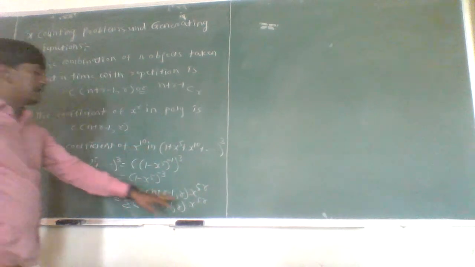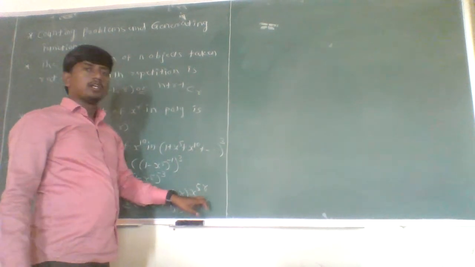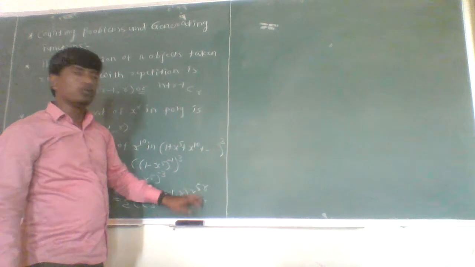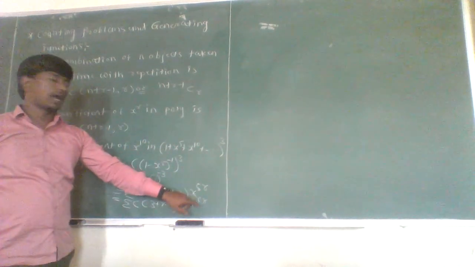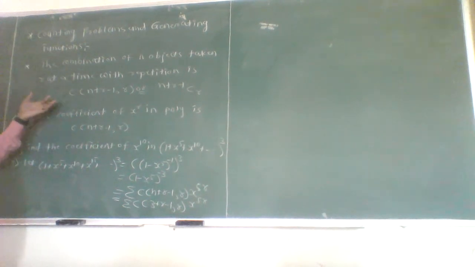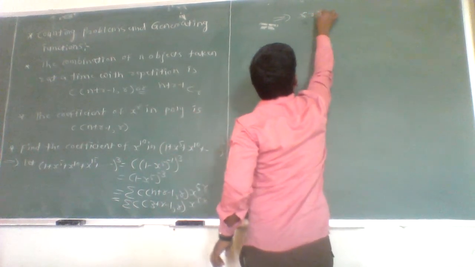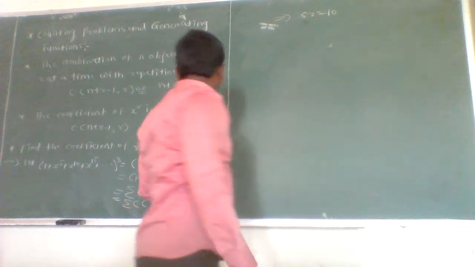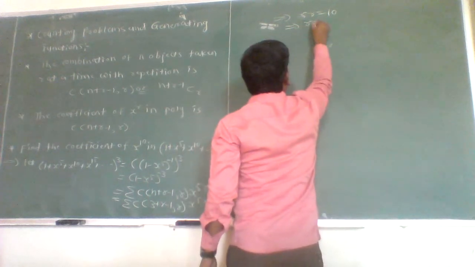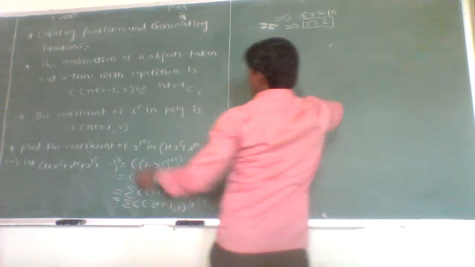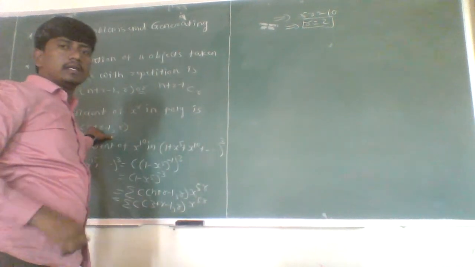Now here we have to find out the coefficient of x to the power 10, and here we have x to the power 5r. If we put r equal to 2, then we get x to the power 10, and from this formula we get the coefficient of x to the power 10. For that we have to take 5r equal to 10, which implies r is equal to 2. So if we put r equal to 2 in this formula, then we get the coefficient of x to the power 10.